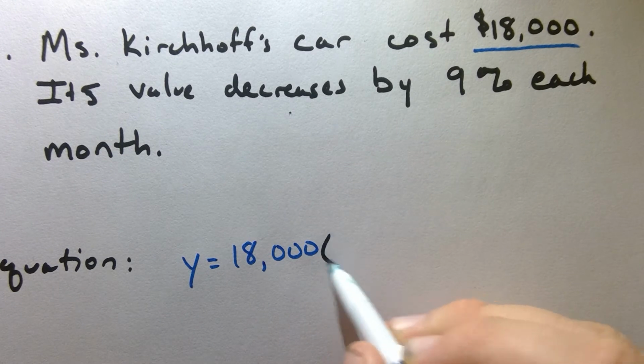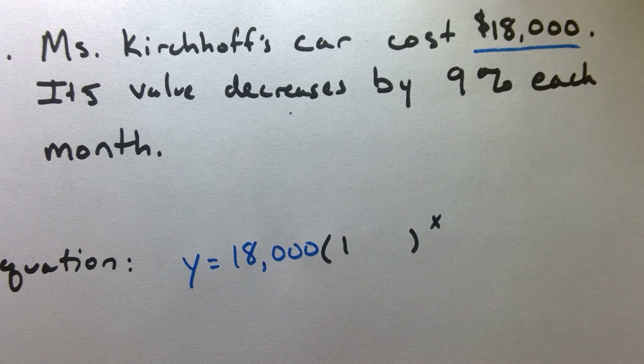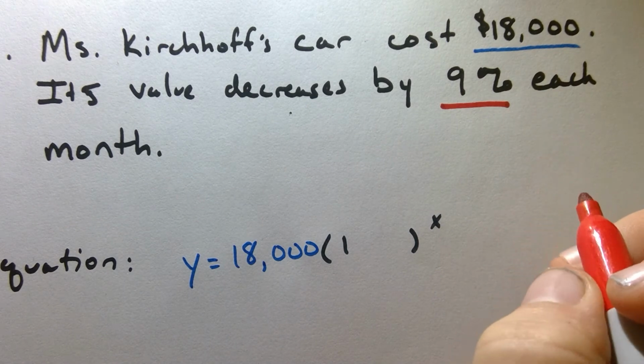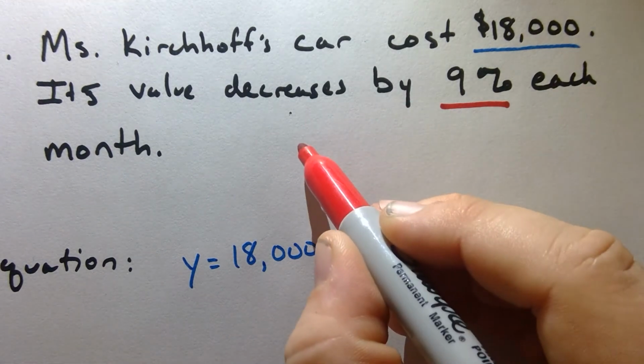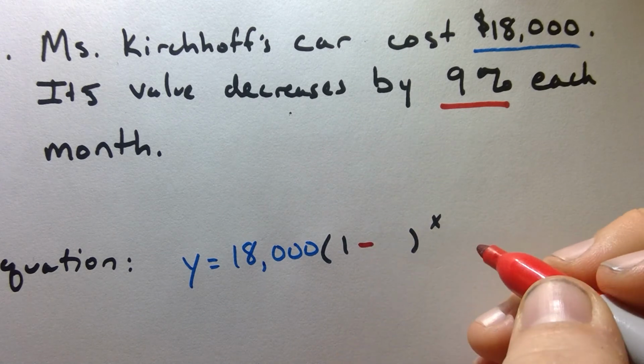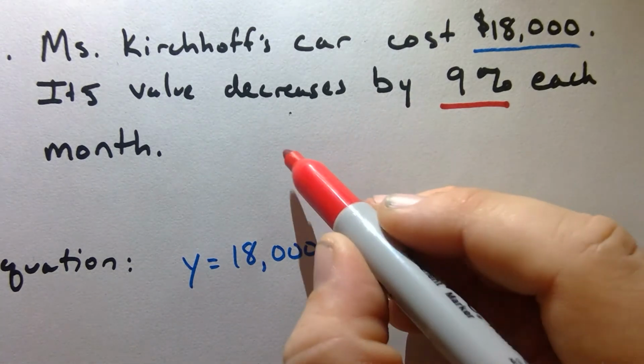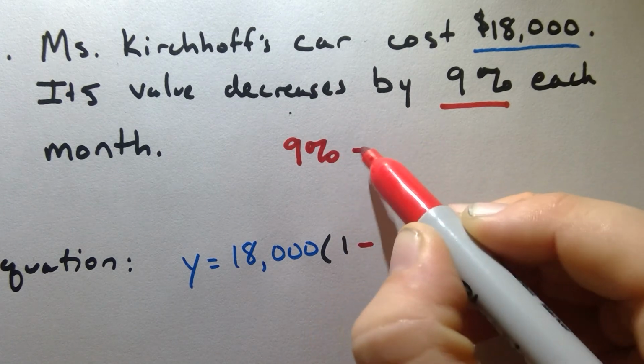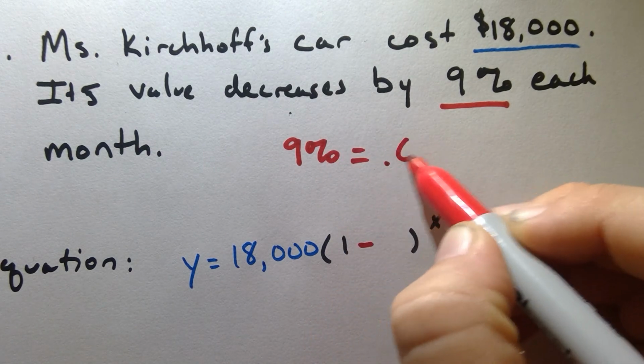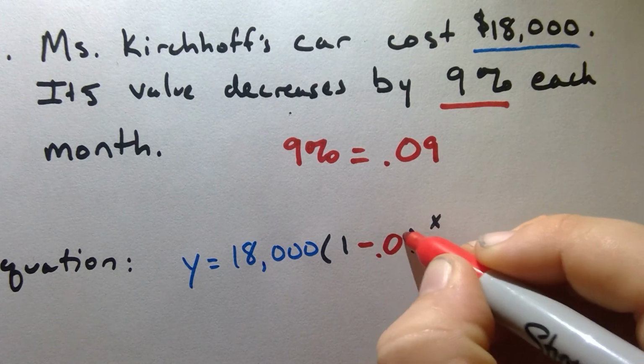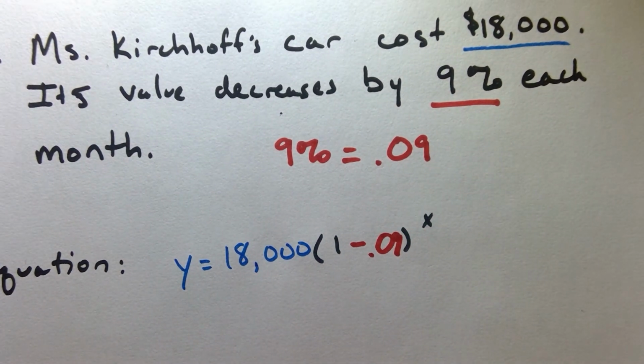Now since we've got a percent rate in here, we have to make sure we use our 1 plus or 1 minus formula. Now we're going to look at this rate right here. We have the word decrease in here, which means we want to see a minus symbol. And then decreases with 9% as a decimal is 0.09. So we'll fill in 0.09 into our equation right here, and then we'll simplify it right quick.